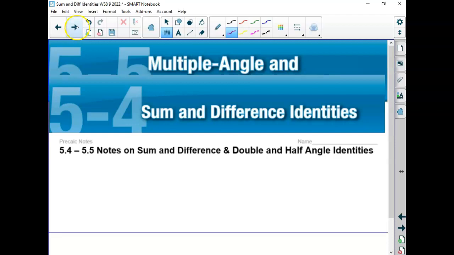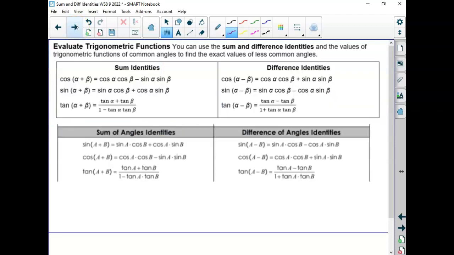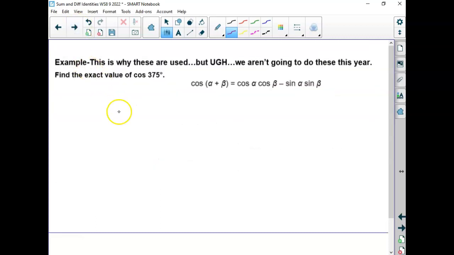I'm going to skip all the way to the next page, maybe? Is this at the top? Okay. This is on your notes sheet, yes? And this is off the reference sheet. They're the same things. Is everybody okay that here they're just using the Greek letters, alpha and beta, instead of A and B? Okay. All right. The whole point. Here's an example of why these are used. But I will tell you they're disgusting, so we're not really going to do these.